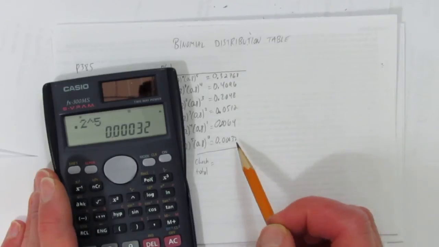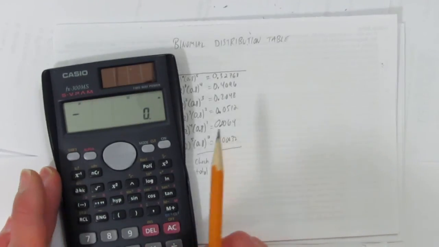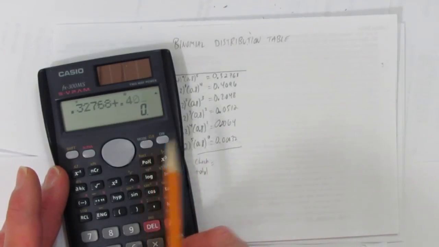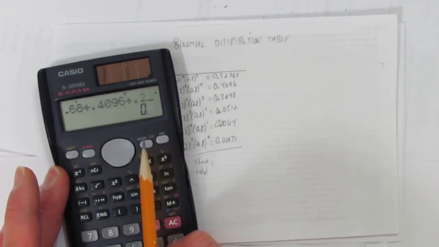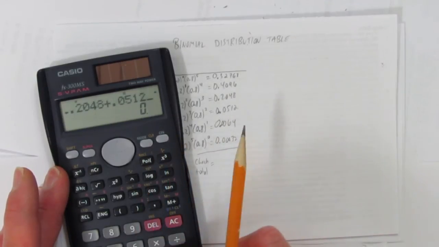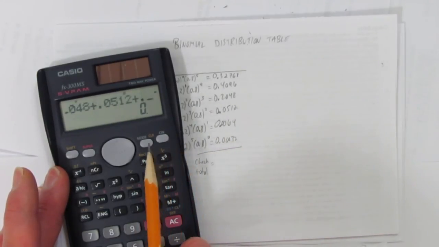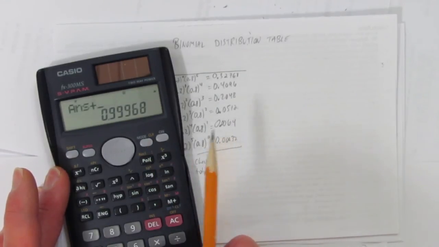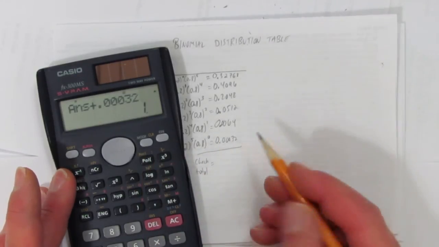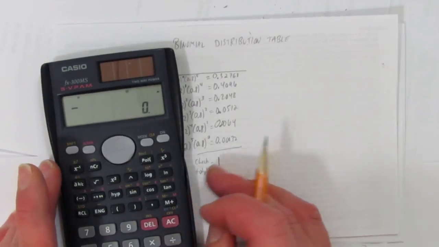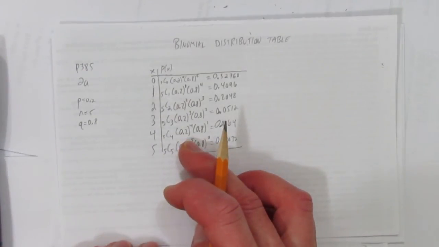A binomial distribution table always adds up to 1, so we can add 0.32768 plus 0.4096 plus 0.2048 plus 0.0512 plus 0.0064. Let's just see where we're at. Equals, plus 0.00032, and you get exactly 1, which gives me confidence that my answer is right. So this is how to set up a binomial distribution table.